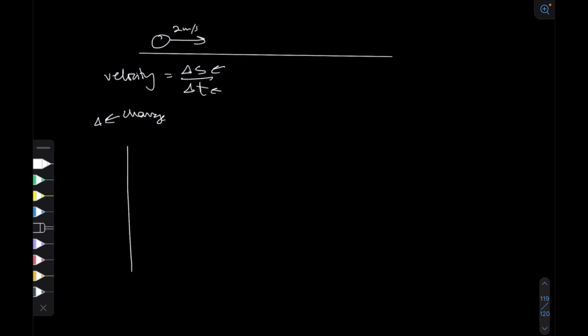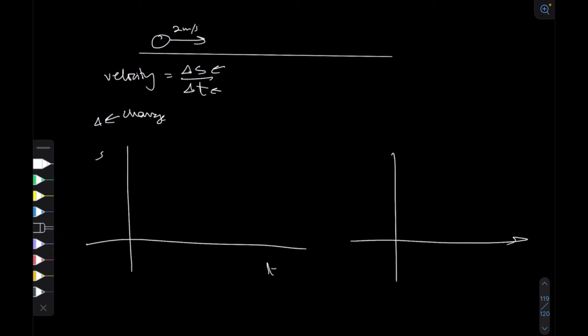And so if I, let's say, take time over here and velocity over here, you would agree that velocity is constant for all times, so this is constant at 2 meters per second, and you would also agree that the displacement time graph would be a line like this whose gradient would be 2. Right?